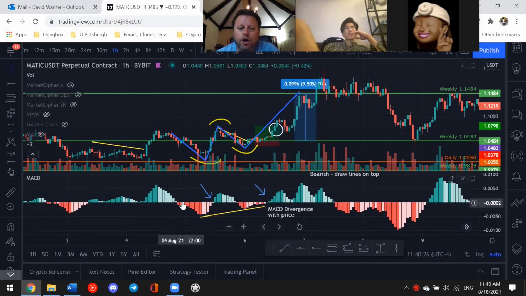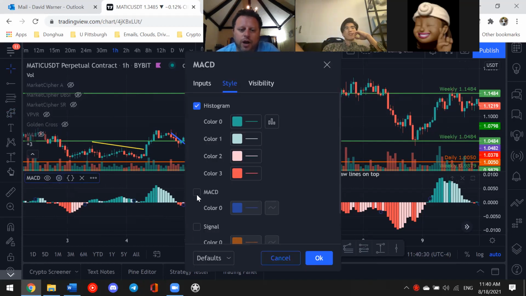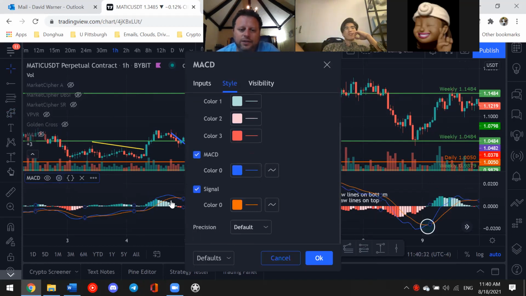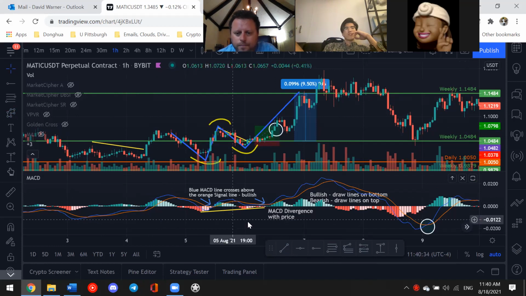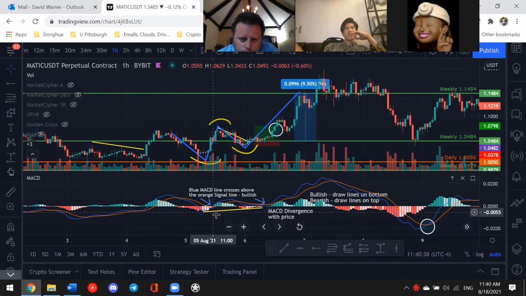So I turn on MACD. With MACD, let's say I want the signal line and the MACD line on so I can see what's going on. And I'm watching the crosses. So I see there's a cross here. There's a cross here. Let me make this a little bigger.